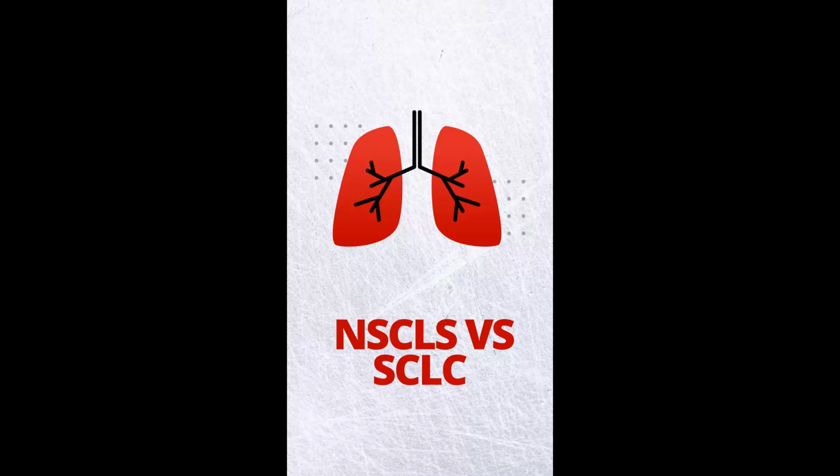Primary lung carcinomas are malignant neoplasms that arise from the cells lining the bronchi and bronchioles of the lungs. The major types of primary lung carcinomas are non-small cell lung cancer, NSCLC, and small cell lung cancer, SCLC. Here's a comparison of their characteristic features, including etiology, pathogenesis, histomorphologic features, and clinical manifestations.